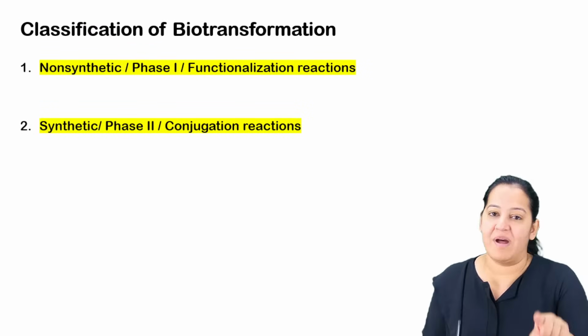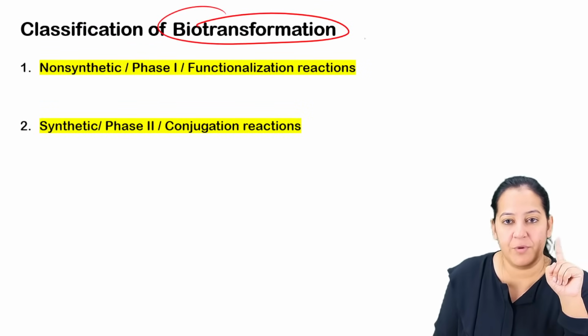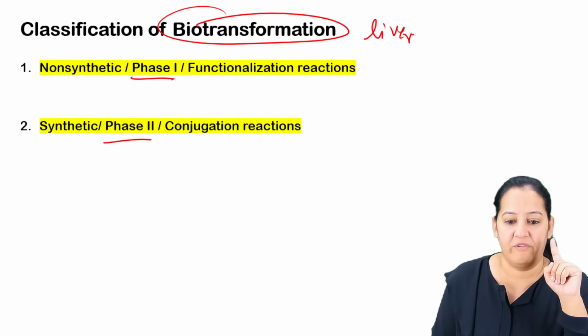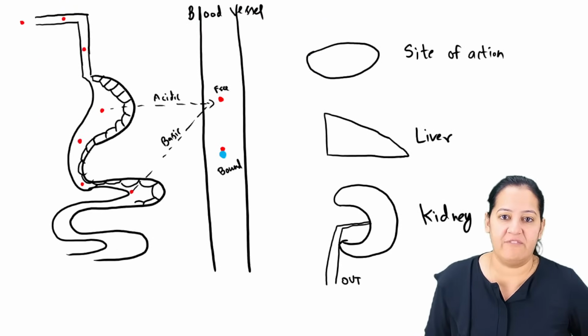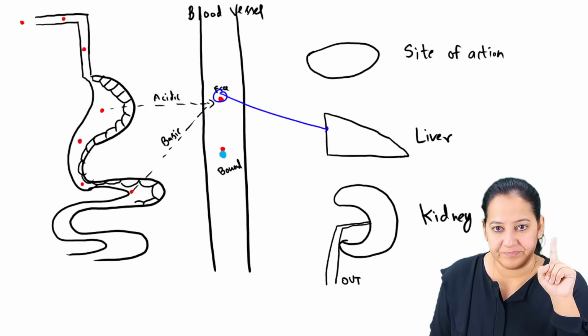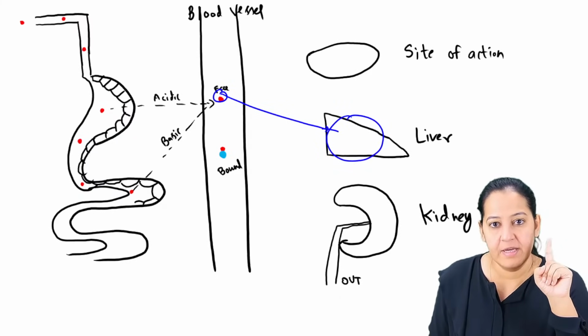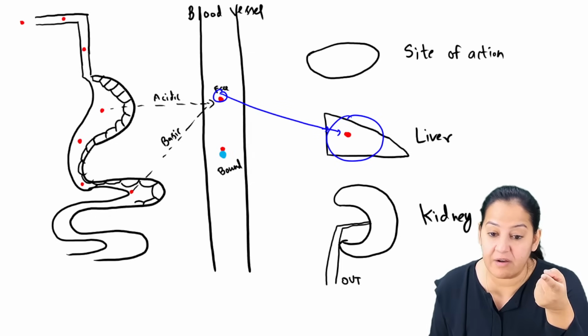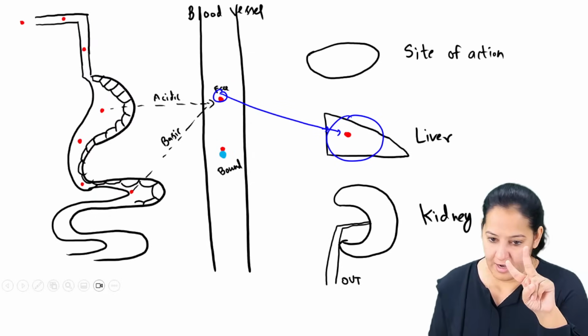So there are 2 types of metabolism, 2 types of biotransformation. Both take place in the liver only. One is phase 1, one is phase 2. Listen, what is phase 1 and phase 2? In phase 1, the drug is going into the liver. This is the hepatocyte of the liver. The drug enters inside the liver. And how does the liver convert non-polar to polar? There are 2 mechanisms.